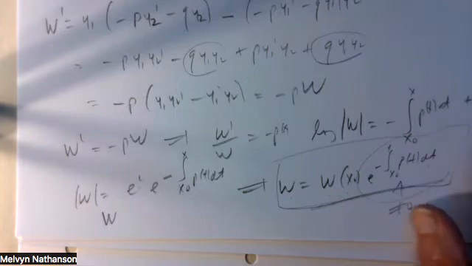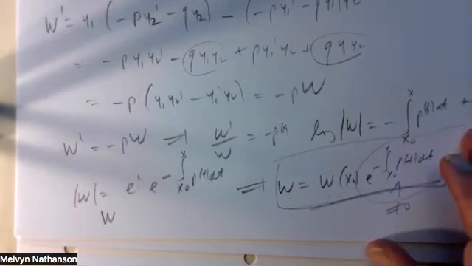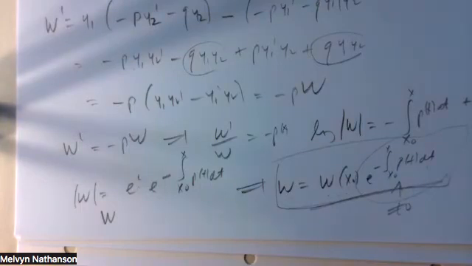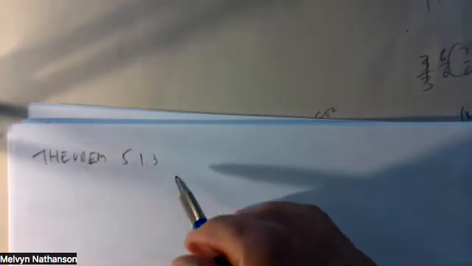So that's the proof of Theorem 5.1.4. And so that's a step in the direction of what we want to show, which is that a pair of solutions forms a fundamental set if and only if they are linearly independent. So let me write that down again. This is Theorem 5.1.3.